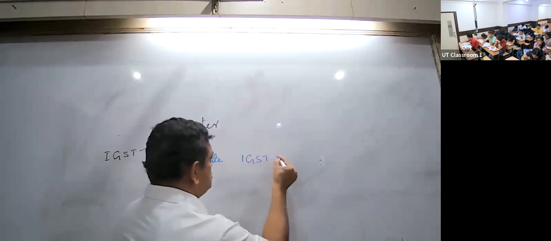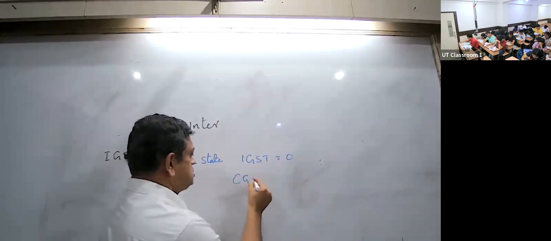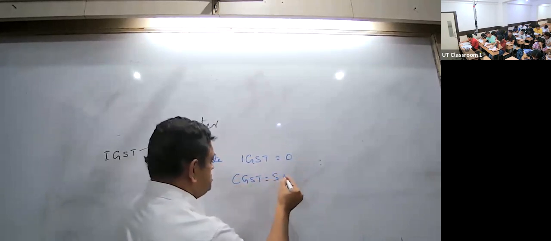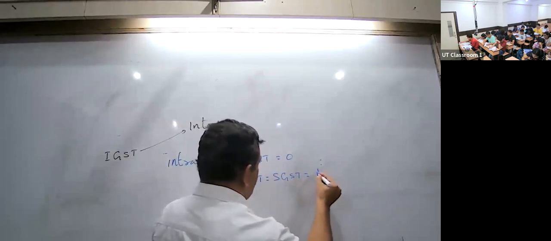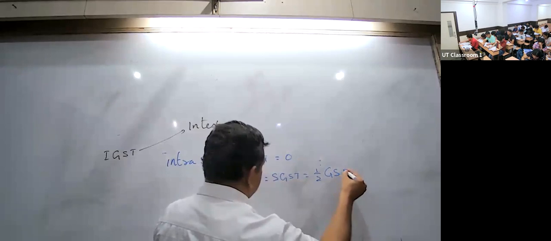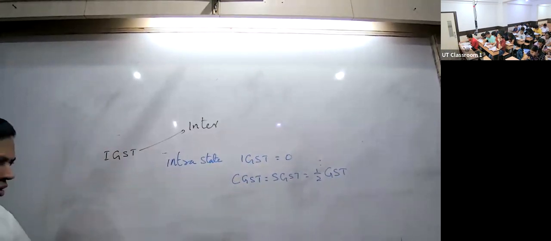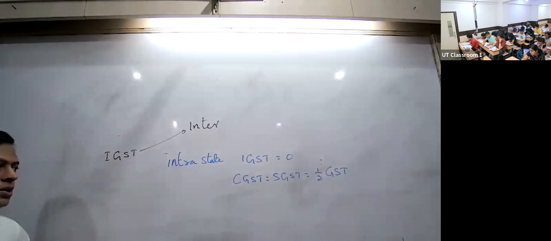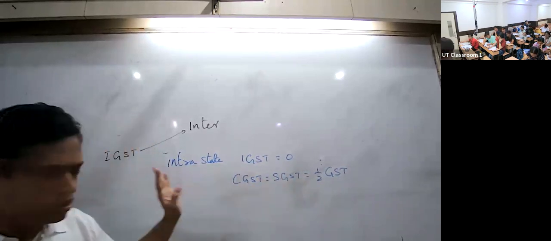IGST is equal to 0. CGST is equal to SGST is equal to half GST. For intrastate transactions, IGST is equal to 0. CGST is equal to SGST is equal to half GST. That means CGST is half of the GST, and SGST also.